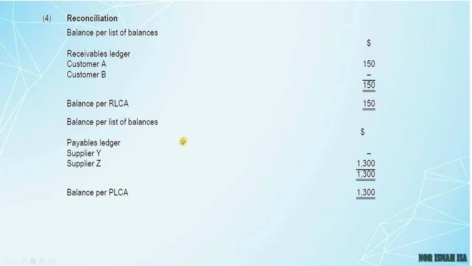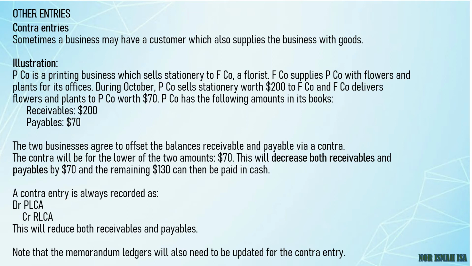The amount is already agreed. The same goes for the payable ledgers. We have the balance of 1,300, which comes from supplier Z, the supplier who has been paid. And the balance in the nominal ledger, balance per payable ledger control account, we also have a similar amount of 1,300. So these are other entries that you need to know related to the reconciliation of the payable and receivable control accounts. The first one is the contra entries.